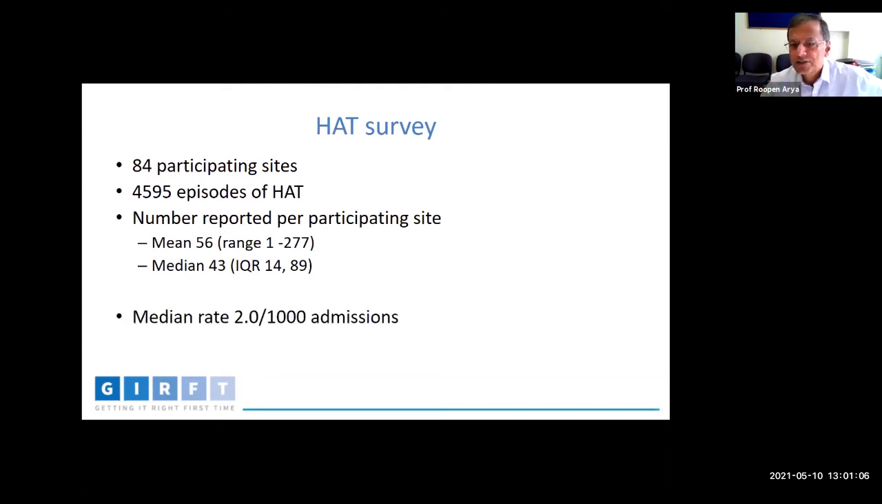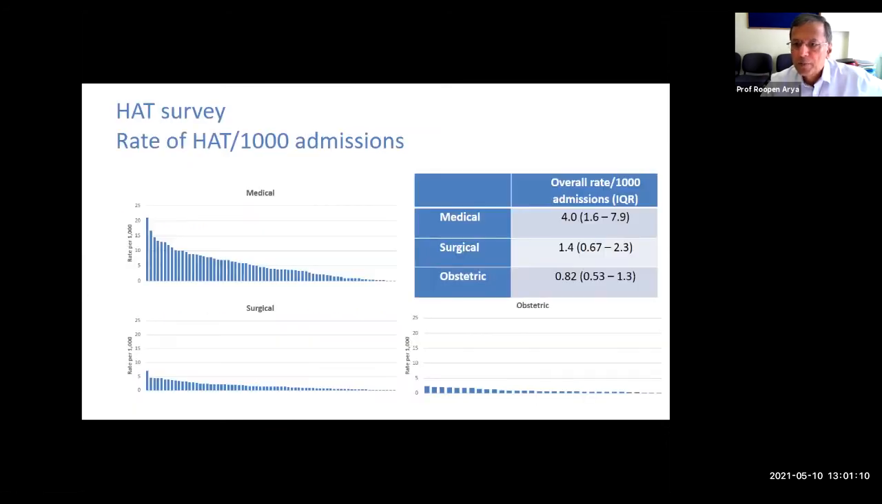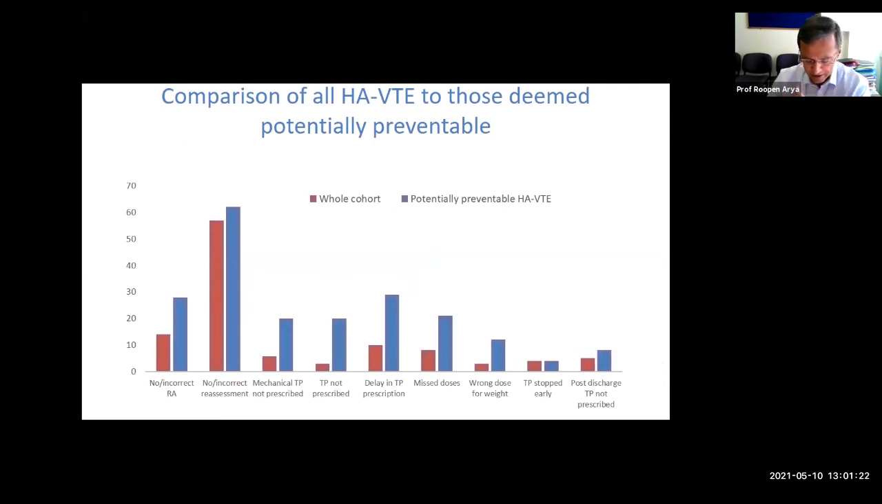The highest rate of hospital-associated thrombosis is in medical patients, and there's considerable variation between the sites in terms of absolute numbers, which is something we need to address. And unsurprisingly, again, this HAT survey revealed deficiencies in risk assessment as well as the provision of thromboprophylaxis, which contributed to hospital-associated thrombosis cases that were potentially preventable.